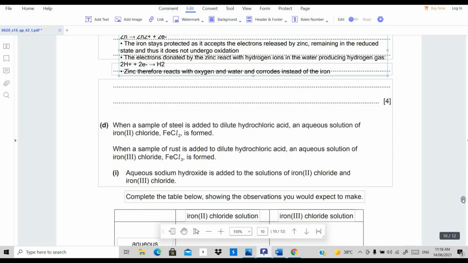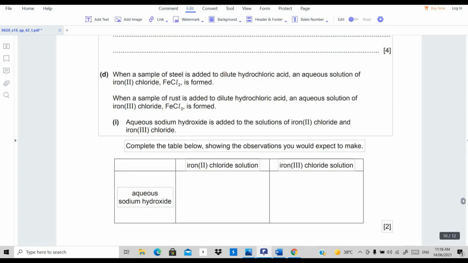Part D. When a sample of steel is added to dilute hydrochloric acid, an aqueous solution of iron 2 chloride, FeCl2, is formed. When a sample of rust is added to dilute hydrochloric acid, an aqueous solution of iron 3 chloride, FeCl3, is formed. Aqueous sodium hydroxide is added to the solutions of iron 2 chloride and iron 3 chloride. Complete the table below by showing the observations you would expect to make.